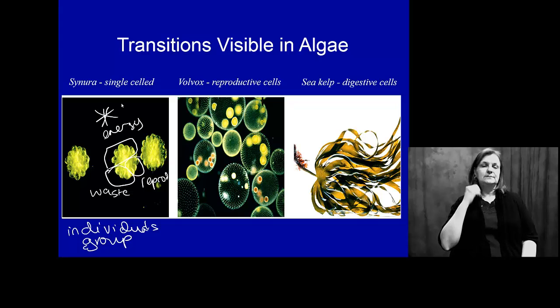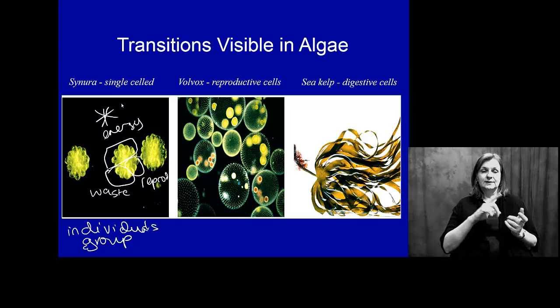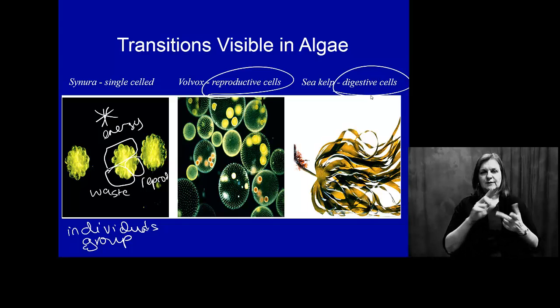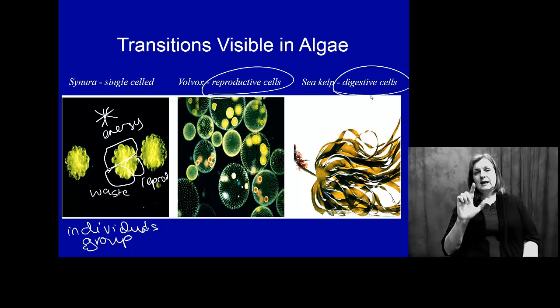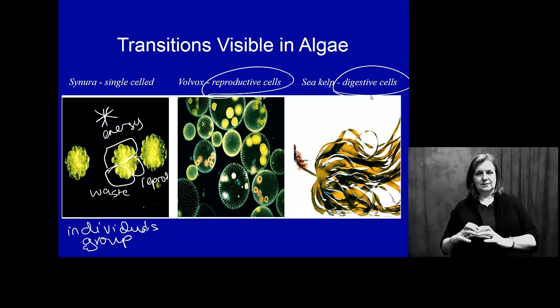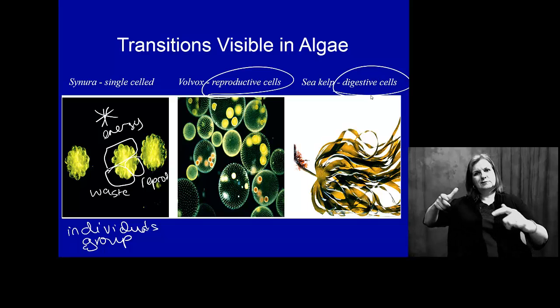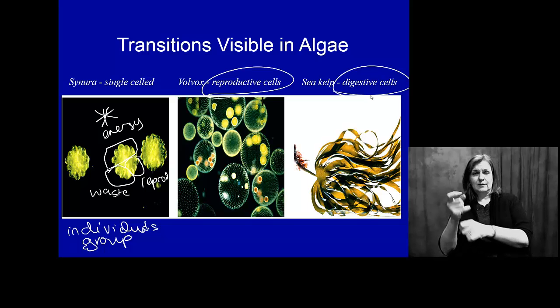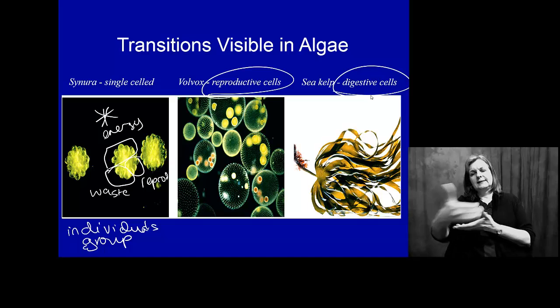We start to see transitions to much more complex structures as well in the plant-like protists. Volvox has actually developed reproductive cells, and sea kelp that we mentioned that grow so tall have developed digestive cells. Well, if you're going to be very large, and we said the sea kelp and so on are growing at very, very fast rates, hundreds of feet per year, getting in the energy to do that is critical, right?